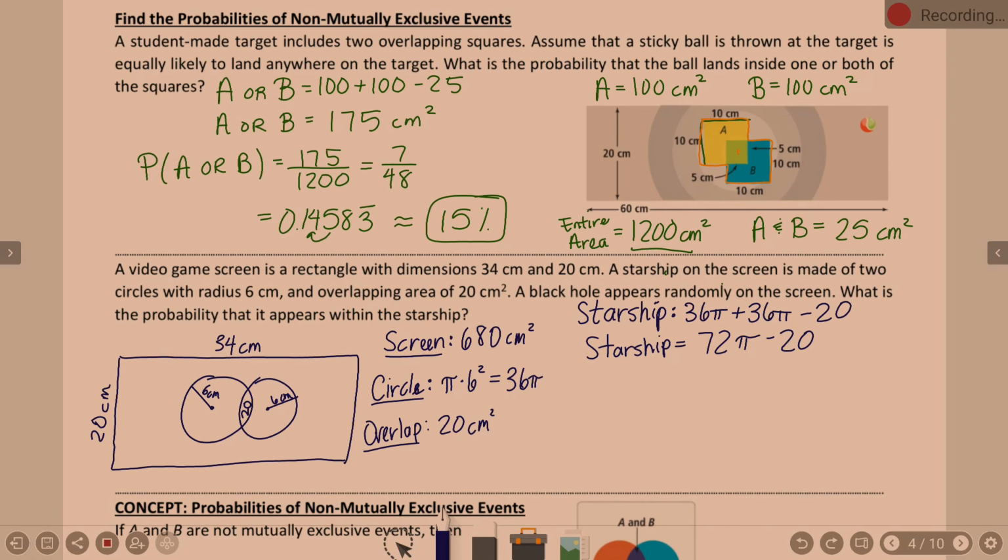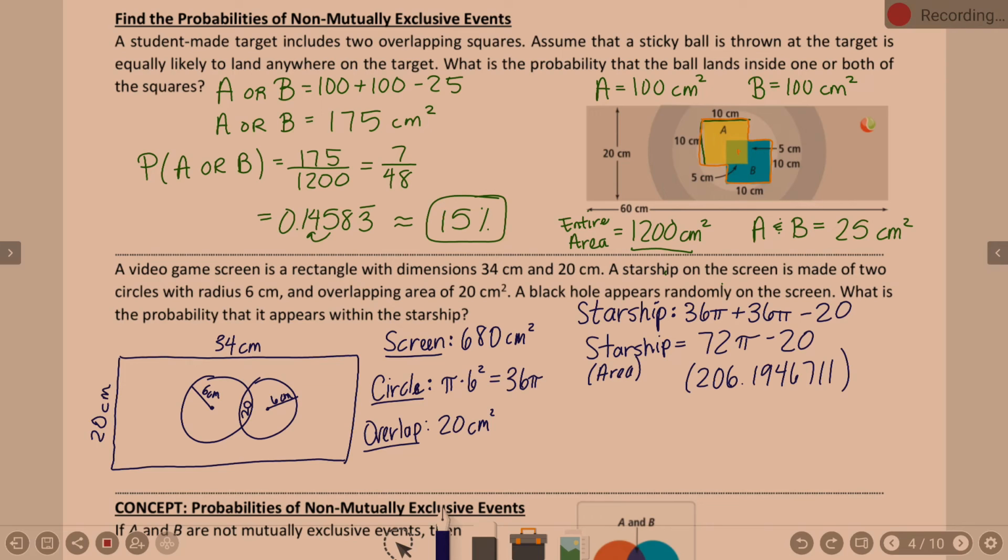So, if you want the decimal, it is what? 206 point, I have 1946711, something like that. Now, realize, what is this? This isn't my probability. This is just the area of the starship. What is this we found? The area of the starship. I don't think you like the answer.